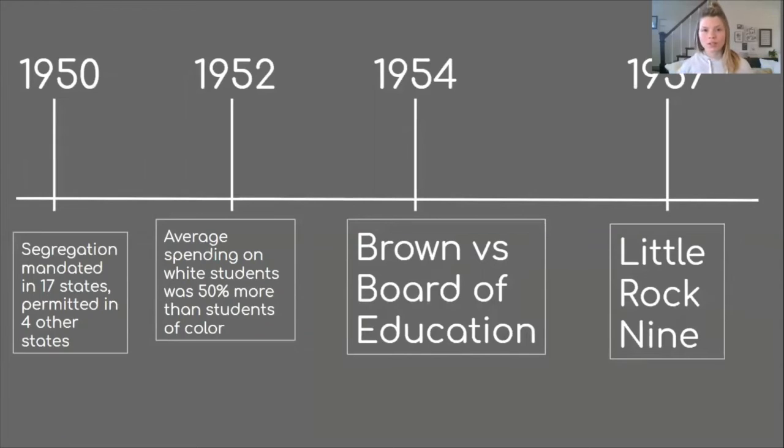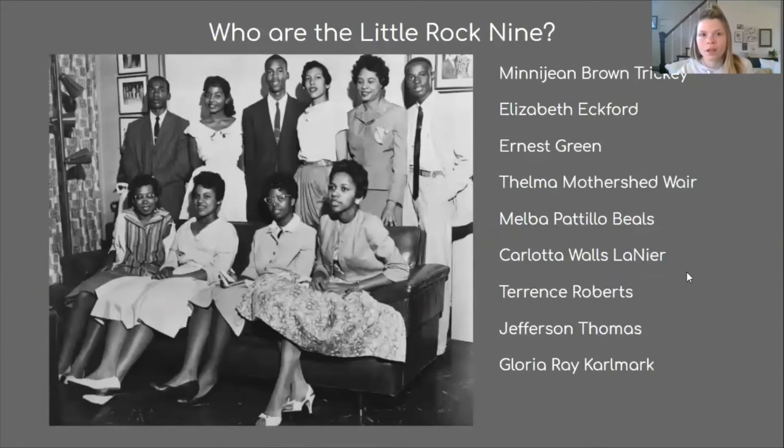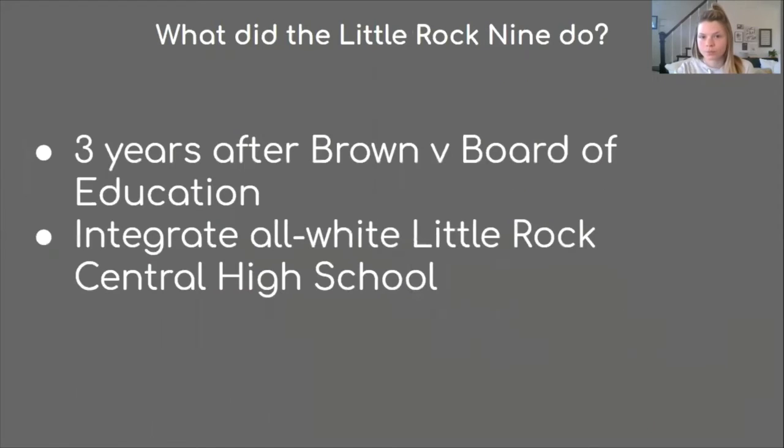So if we go back to our timeline, now that we know what Brown versus Board of Education is, we need to understand where the Little Rock Nine came from. So first of all, let's just go through who they are. Well, their names are listed here. They are 9 students from Little Rock, Arkansas, who sought to integrate an all-white high school.